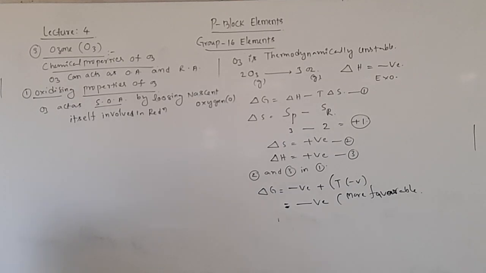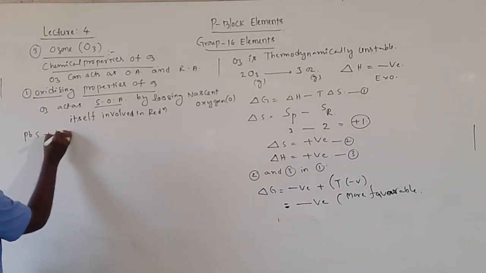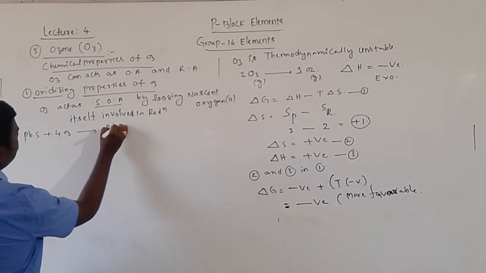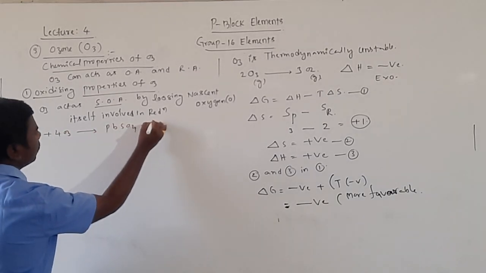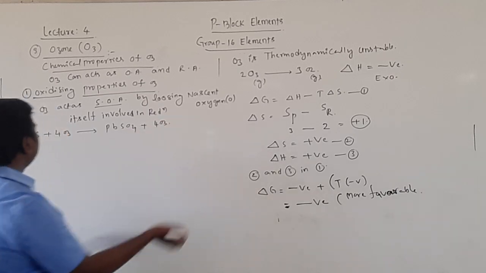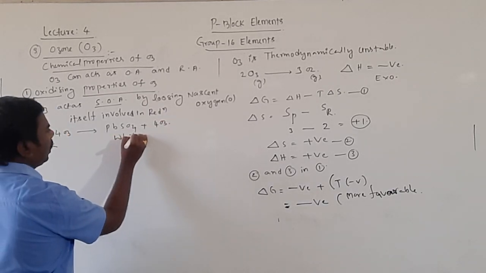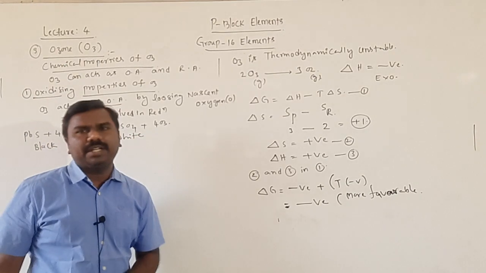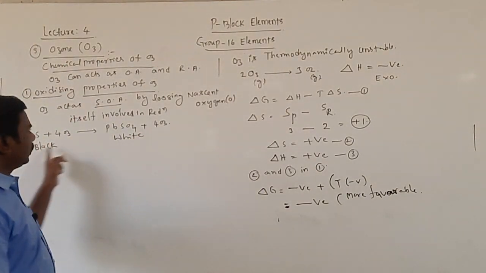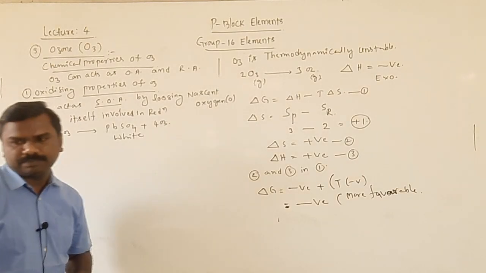Reactions are: first reaction is PbS plus 4O3 gives PbSO4 plus 4O2. It is black-colored lead sulfide converted into white-colored lead sulfate. Lead sulfide is oxidized to lead sulfate by ozone.